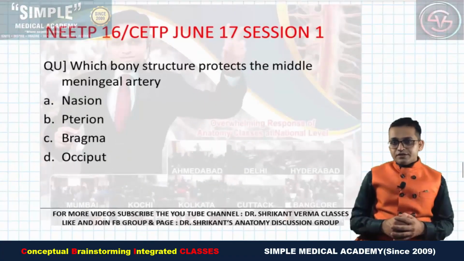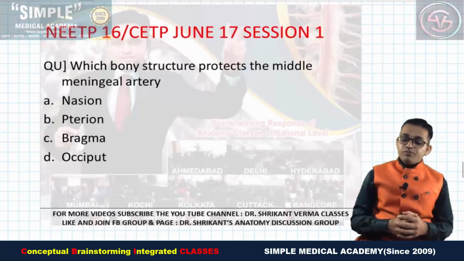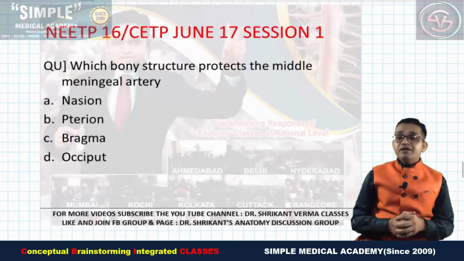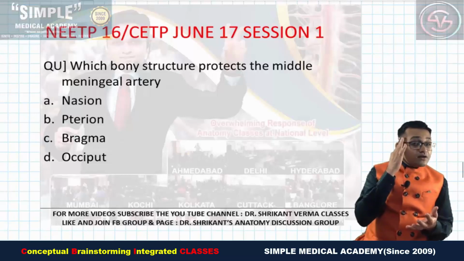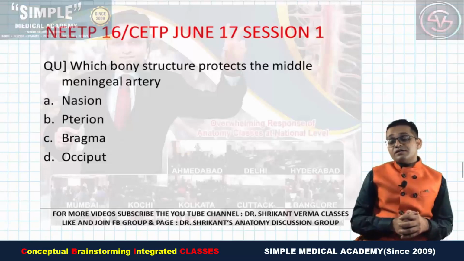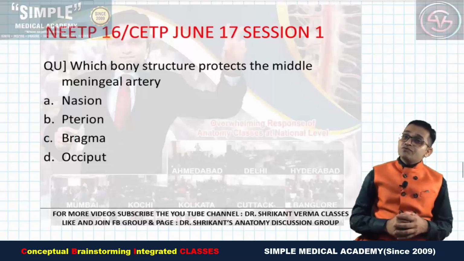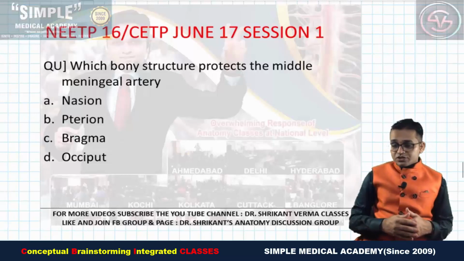So can you see this MCQ? Which bony structure protects the middle meningeal artery? As we have discussed, the middle meningeal artery is on the temporal part, and this temporal part has the H-shaped bony landmark which is known as the pterion. We have just discussed that right now.